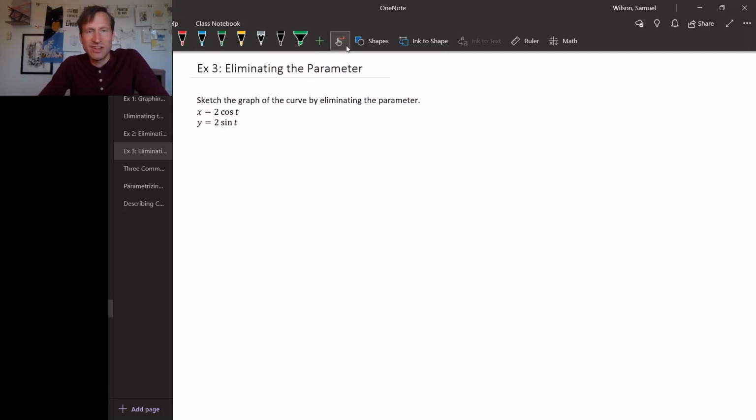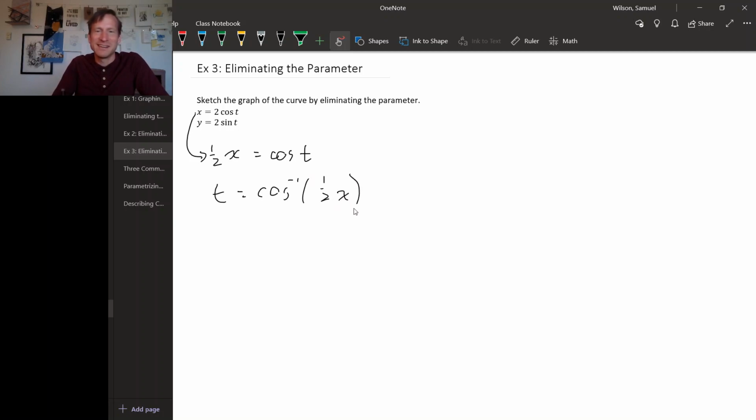So x is 2 cosine t and y is 2 sine t. For this particular example, there are a couple of different ways to do it. Let's do the straightforward way first, which is to just eliminate the parameter. It's hard to know which one to start with. Let's start with x. So 1/2 x is cosine t. And so t is inverse cosine of 1/2 x.